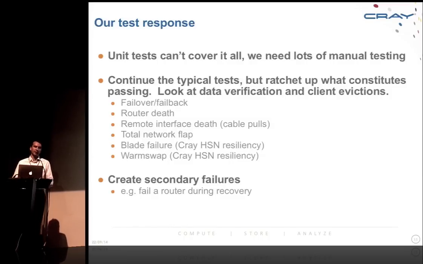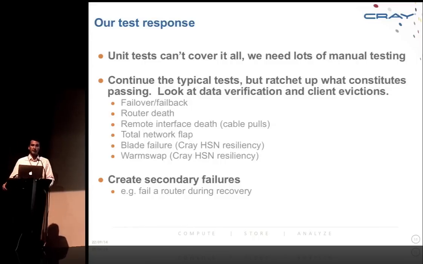So we're taking a look at the traditional failover and failback. We're looking at the different types of router death, including the interesting case of the remote interface issue that Chris talked about. And we're looking at a total network outage. Like Chris mentioned, Cray has an HSN that's capable of rerouting around failures, and that causes some downtime. That's a situation that can crop up on our systems quite a lot. It makes them more resilient, but it also exercises these error paths more often, so we need to do more testing there of all these cases.